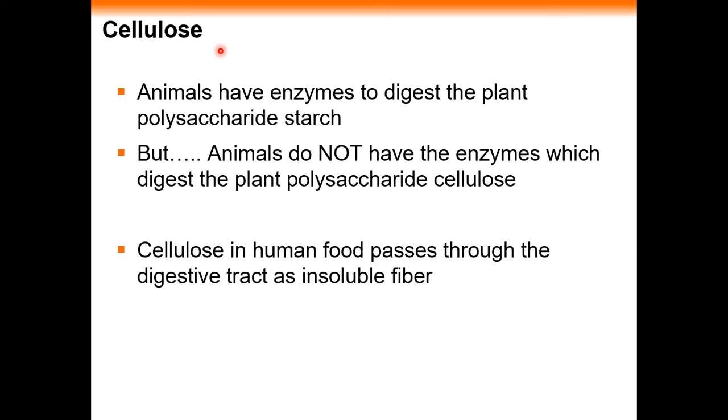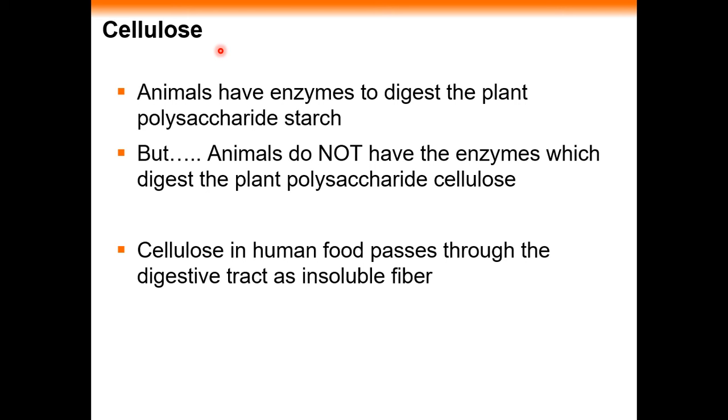So animals like us, we have enzymes and we can digest starch. We can break it down and we can get food from it, right? We eat potatoes and we can break it down and we get energy from that starch. But we do not have enzymes to destroy cellulose. We cannot break it down. We can't eat grass and get the energy and nutrients we need from that. We can eat lettuce and we can't break down the cellulose that makes up those plant cell walls.